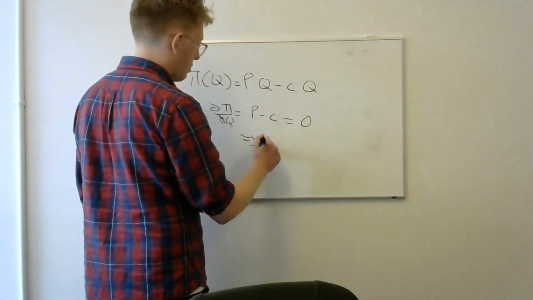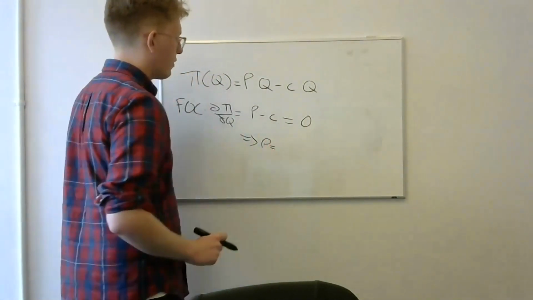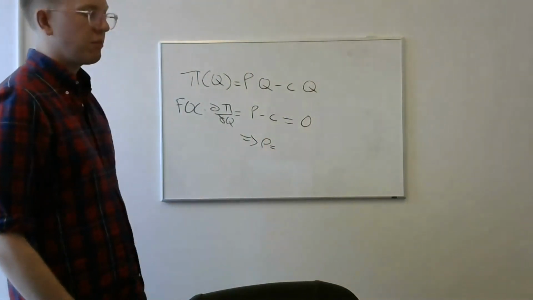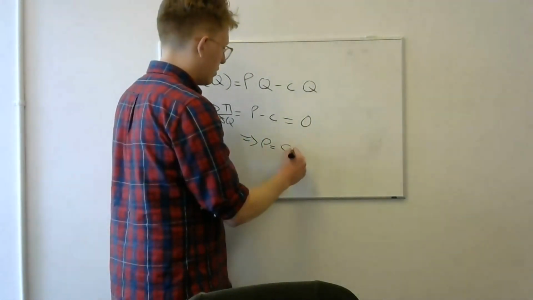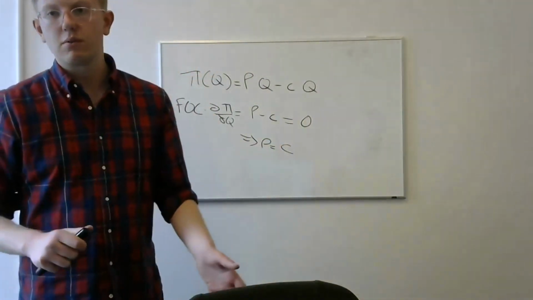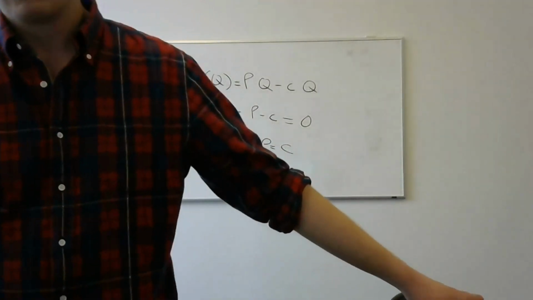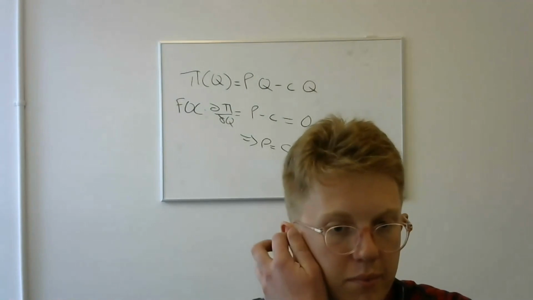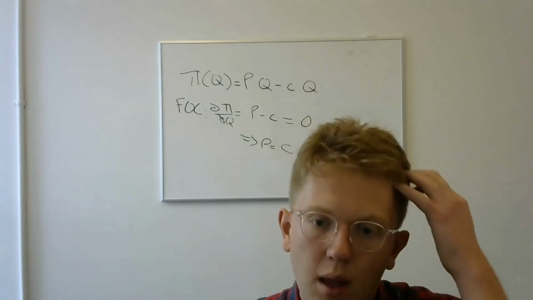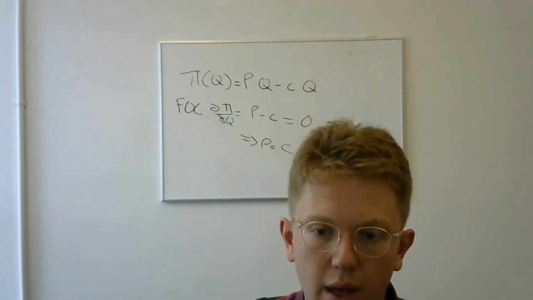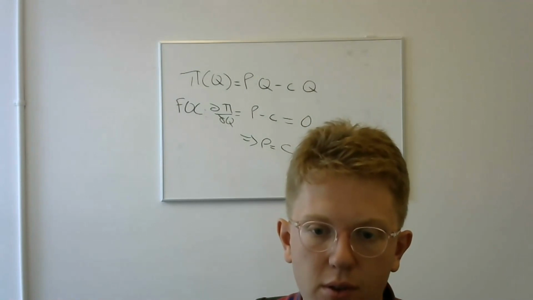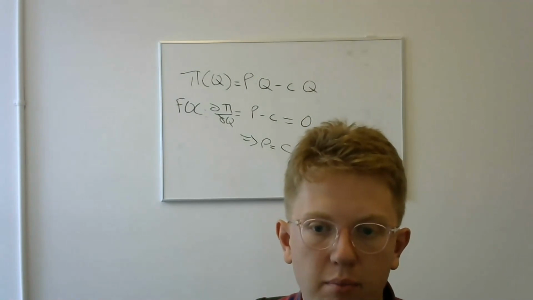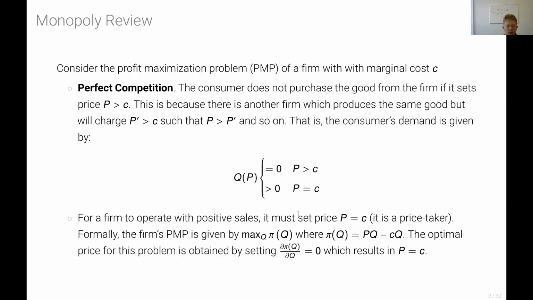So what is this going to imply? It's going to imply that for a firm to maximize profit, it's just going to need to set price exactly equal to the marginal cost. So that's just showing with first order conditions that setting a price equal to the marginal cost is going to maximize a firm's profits. And so that's just showing what's on the slides.